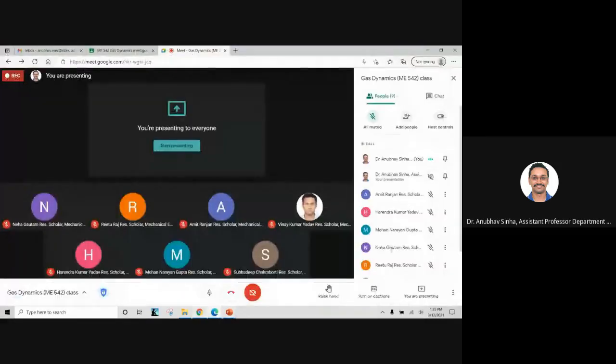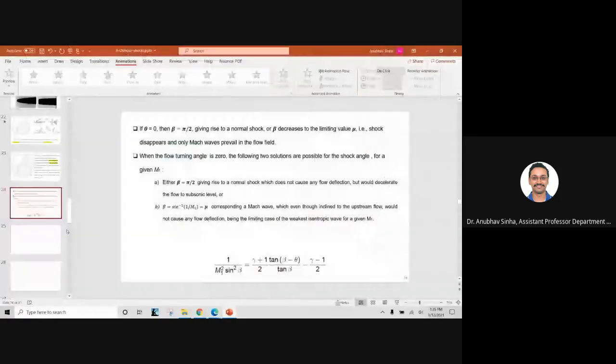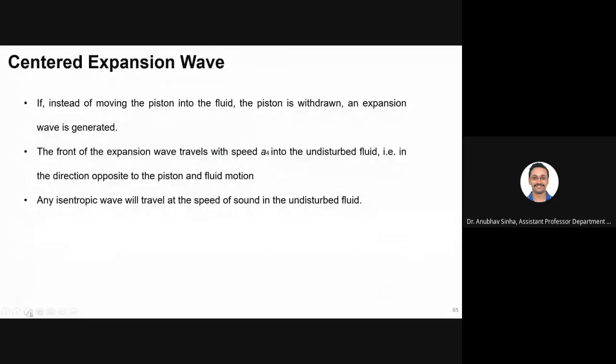Okay, if you push a piston, then you see a shock wave getting formed. But if you withdraw the piston, if the piston moves back, then an expansion wave is generated. Now we'll look at the equations, but the idea is that the front of the wave travels with the speed a4. You can call it expansion wave or expansion fan. Various terms are used in different textbooks.